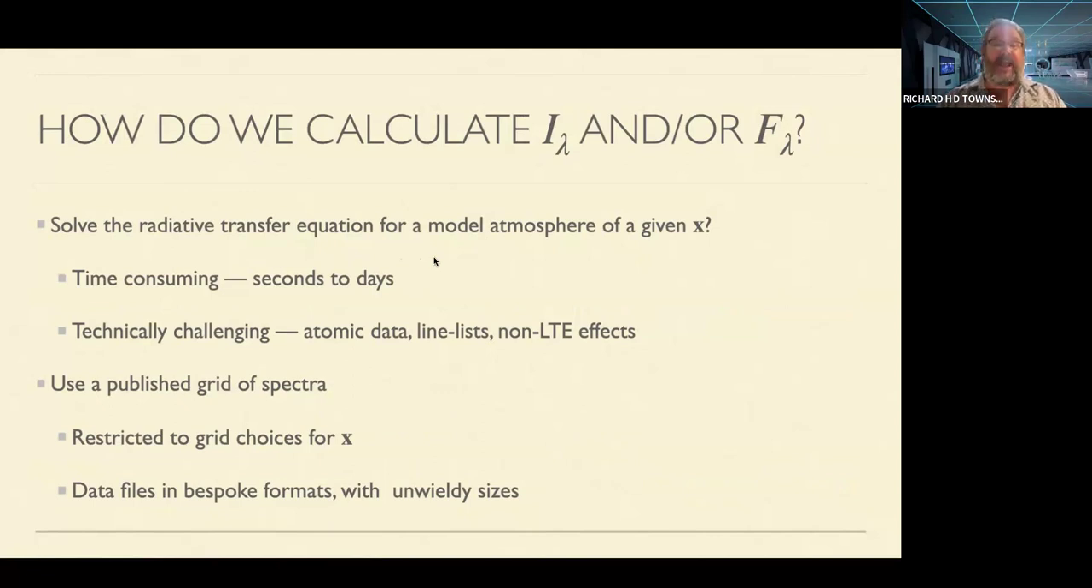And to calculate them, we have to solve the radiative transfer equation for a model atmosphere that has a given set of photospheric parameters. And this can be done using a variety of existing tools like Atlas or TLUSTY or Phoenix. But this is a time-consuming process. It can take anything from seconds to days to do this sort of calculation. And it's technically challenging. You need to wrangle a lot of atomic data with level energies, then line lists.